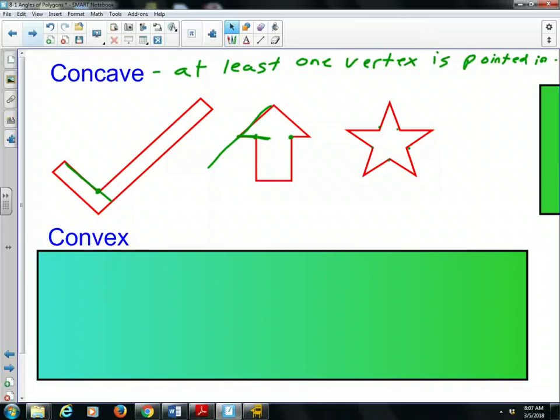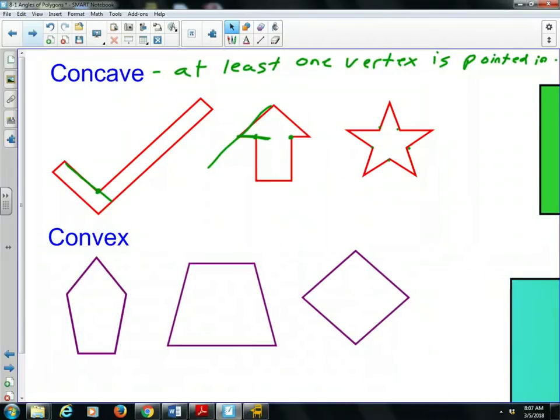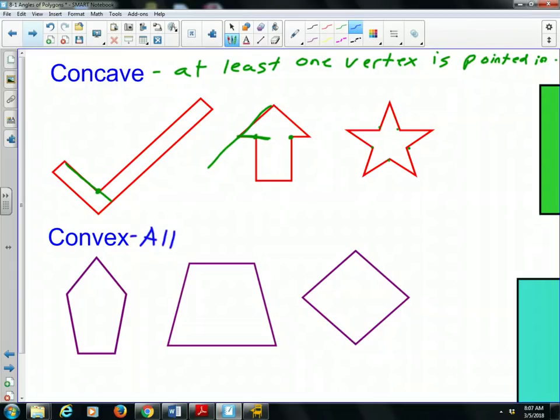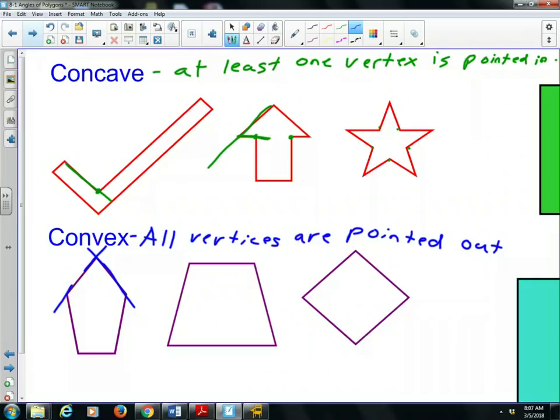Whereas a convex polygon, here are some examples of convex polygons. It is where all vertices are pointed out. So none of the vertices are pointed in towards the shape. If you were to extend all of these lines, none of them would go through the shape. All of these vertices are pointed out. If you were to extend all of these lines, none of them would go through the middle of the shape.